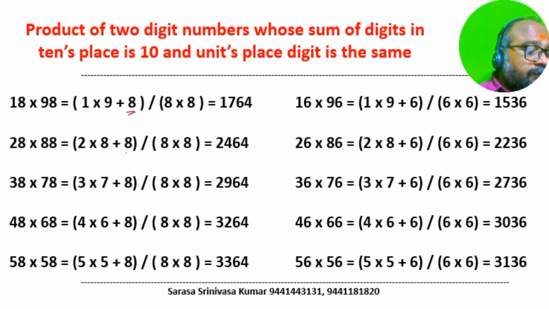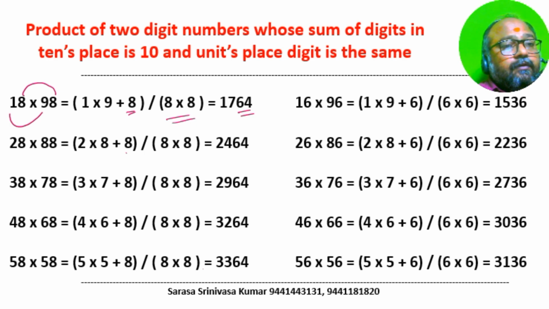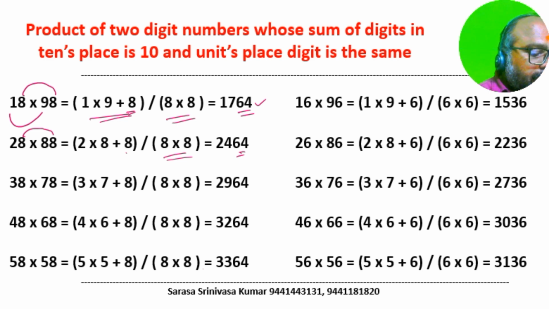Here in this model, we multiply the units digits 8 into 8, 64, and the product of the tens place digits 1 into 9 plus units place digit 8, 17. 17, 64 is the answer. Multiply the units place digits 8 into 8, 64. Multiply the tens place digits 2 into 8 plus units place digit 8, 24. 24, 64 is the answer.